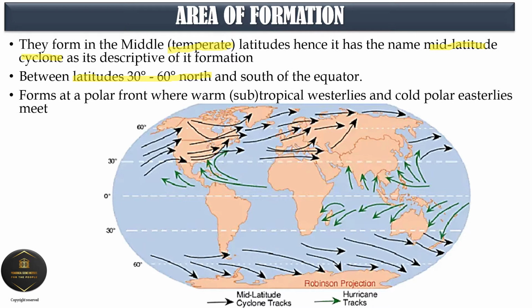Now, if we look at that in the diagram, this is a global map. If you analyze such diagrams, you need to look at the key, right? The black arrows are showing us where mid-latitude cyclones will be moving, and which regions they will be affecting. And the green ones show us where hurricanes or tropical cyclones will be moving and which regions they will affect.